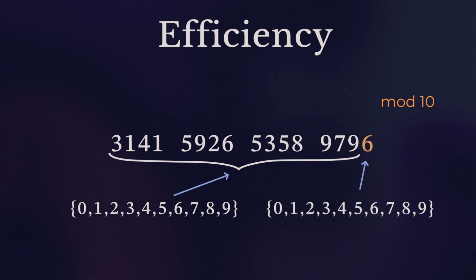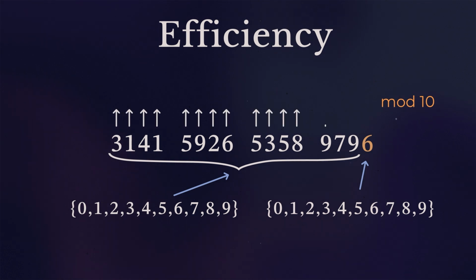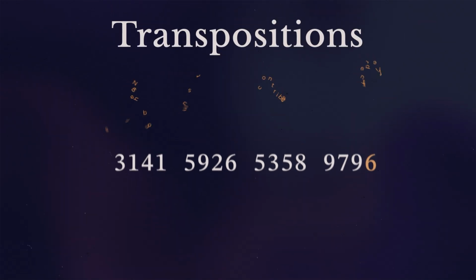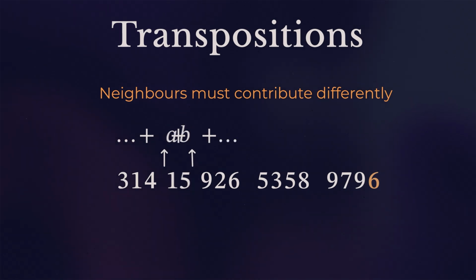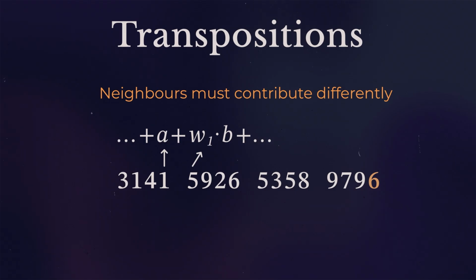And the main question becomes, how does each digit contribute to the sum modulo 10? The beauty is in how that contribution is defined. And this is where the other objectives come into play. To catch transpositions, neighbors must contribute differently. If 2 adjacent positions add the same weight to the sum, swapping them changes nothing. So we weigh every second digit differently, and the simplest choice is to double it.